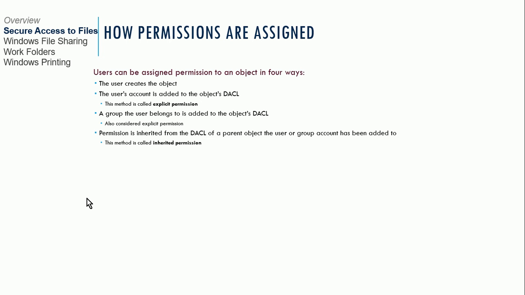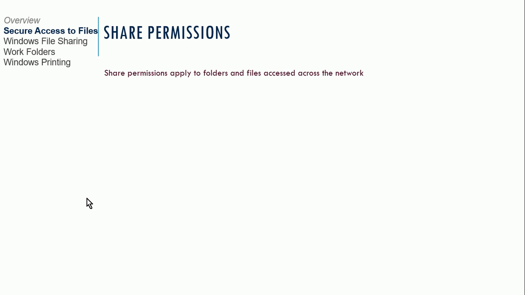So the first one is that you created the object. The second two are explicitly giving somebody or a group permission. And the last one is you inherit those permissions, which may be non-obvious, that those permissions are assigned to you or that they've been assigned to a file or an object.